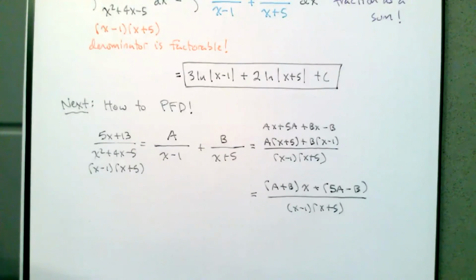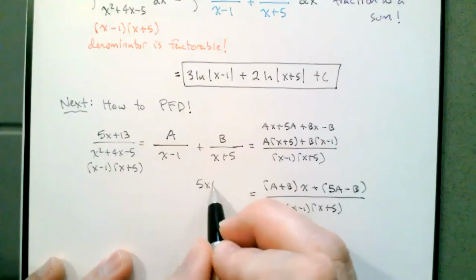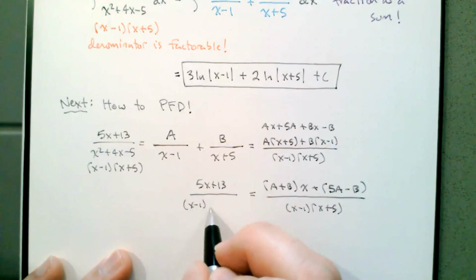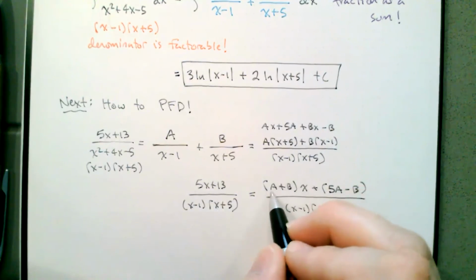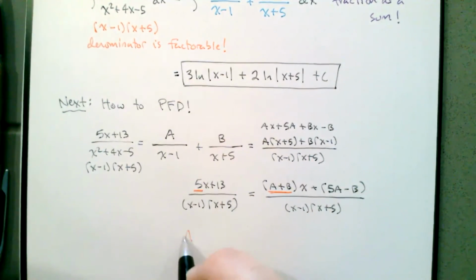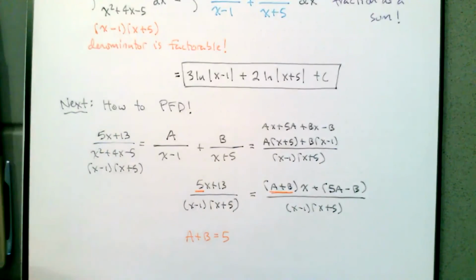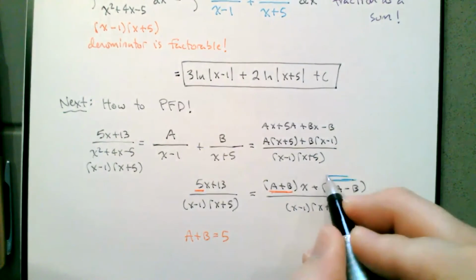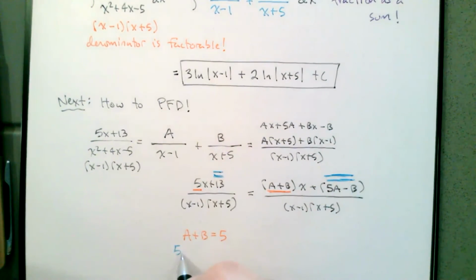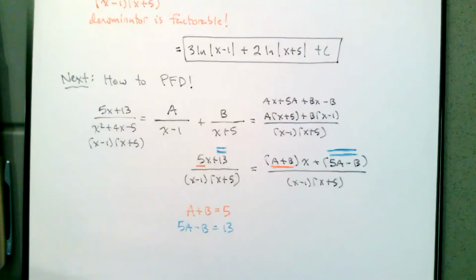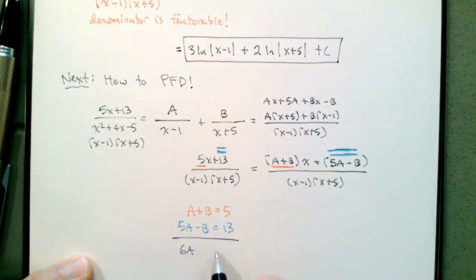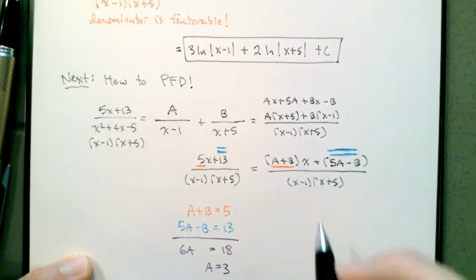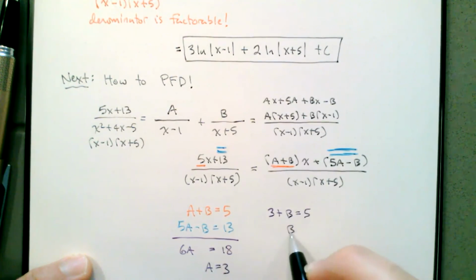This is supposed to equal 5x plus 13. So if these two fractions are equal, that tells me that a plus b must equal 5, and also that 5a minus b is equal to 13. This is a system of equations that we can solve for a and b. In particular, if I add these two equations together, I get 6a plus 0b equals 18, and that tells me that a is equal to 3. And if a is equal to 3, 3 plus b is equal to 5, so b is equal to 2.